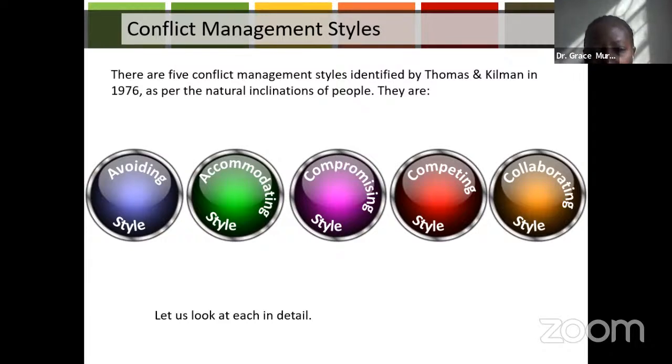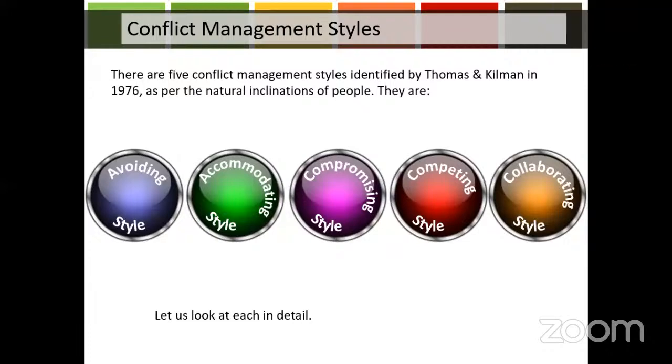Accommodating. I want to hear someone tell me, accommodating, what do you think? Just one person. What do you think accommodating is, just even from the word accommodating? Anyone, what do you think accommodating is from a conflict management perspective? I want to hear one person. Anyone? Grace, let me try that.